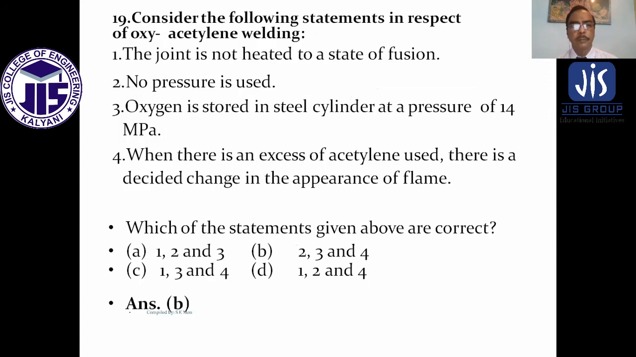19. Consider the following statements in respect of oxyacetylene welding. 1, the joint is not heated to fusion. 2, no pressure is used. 3, oxygen is stored in a cylinder at a pressure of 14 MPa. 4, when excess acetylene is used, there is a decided change in the appearance of the flame. Which of the statements given above are correct? 1, 2, 3, A; 2, 3, 4, B; C, 1, 3, 4; and D is 1, 2, 4. Answer is B, 2, 3, 4. 2 is no pressure, 3 is oxygen stored in a cylinder, and 4 is when there is excess acetylene, there is a decided change in the appearance of the flame.